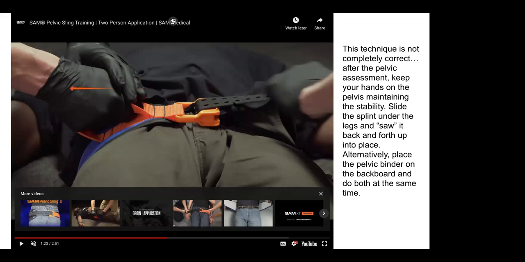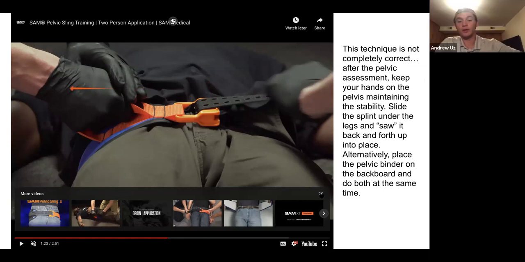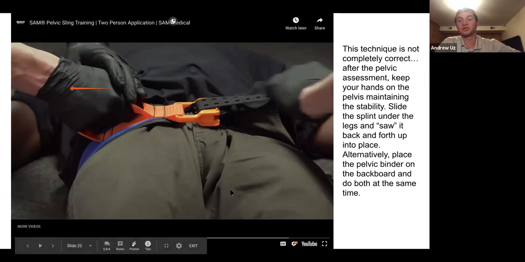Okay, no problem. Hey, Andrew, so the way you're saying this, we backboard him, so do the patient roll and all that and get him onto the backboard before we actually secure the pelvis? Is that what you're saying? So that's correct, but keep in mind that the pelvis is going to have manual stabilization at this point.